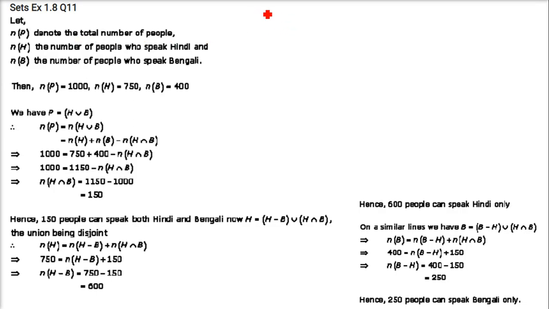In a group of 1000 people, there are 750 who can speak Hindi, 400 who can speak Bengali. How many can speak Hindi only? How many can speak Bengali only? And how many can speak both Hindi and Bengali? So Hindi, Bengali, and Hindi and Bengali.